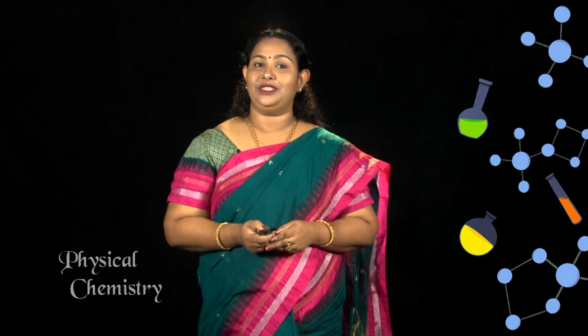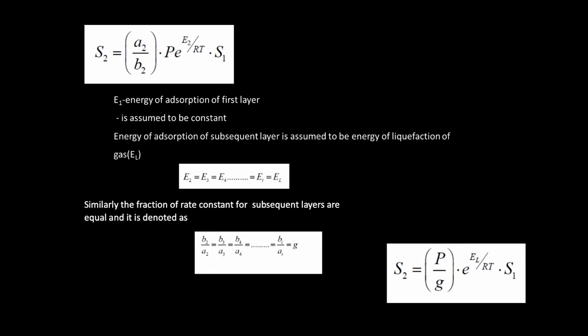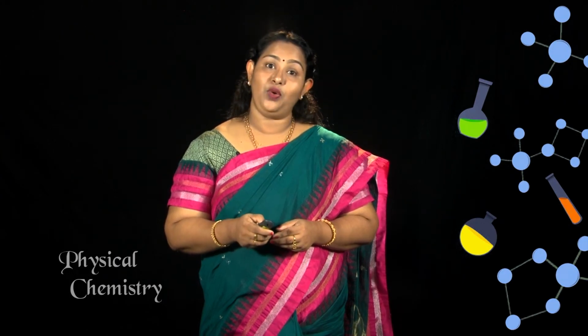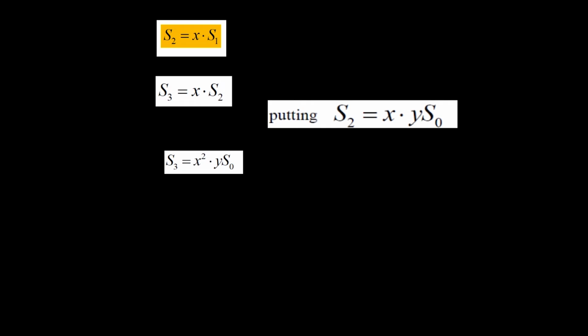So, the equation for S2 becomes P by G into e to the power EL by RT into S1. Substituting P by G into e to the power EL by RT, that is equal to X, then S2 becomes equal to X into S1. Substituting the value of S1, that is Y S0, in the equation for S2, then S2 is equal to XY S0. If S2 is equal to X S1, what is S3? S3 is equal to X into S2. Substituting the value of S2, that is XY S0, S3 becomes equal to X square Y S0. Similarly, S4 is equal to X raised to 3 into Y S0.